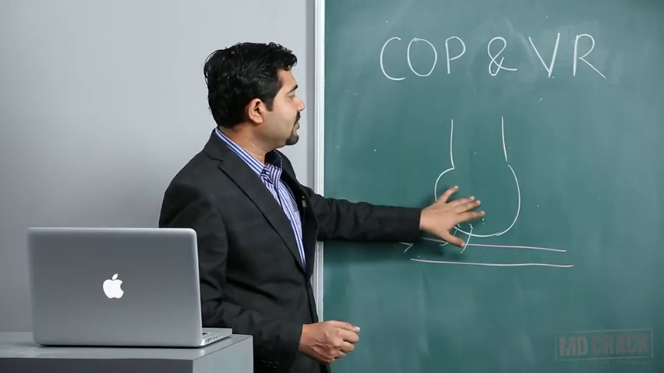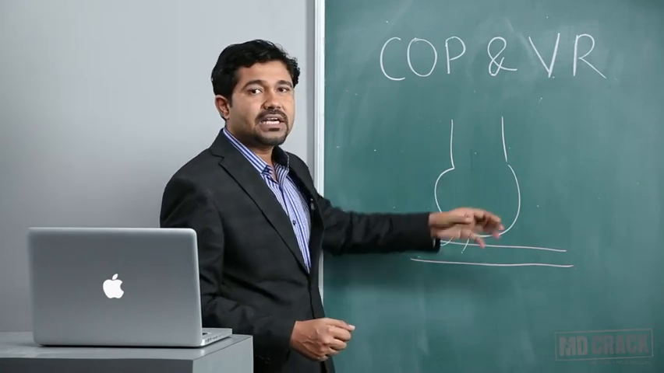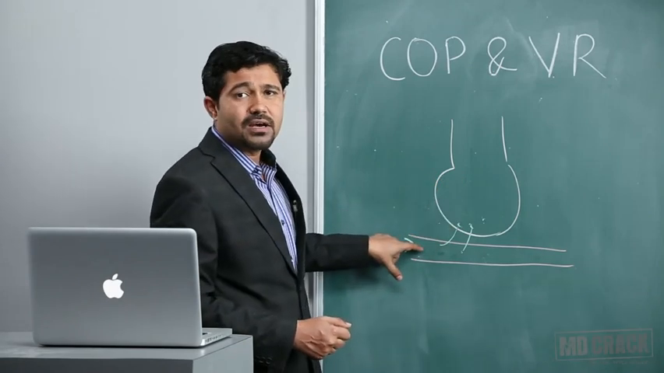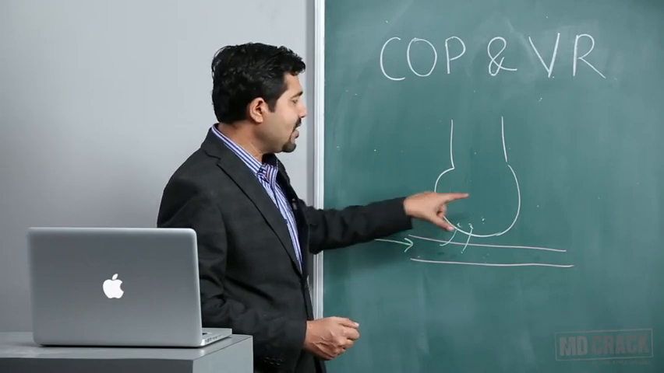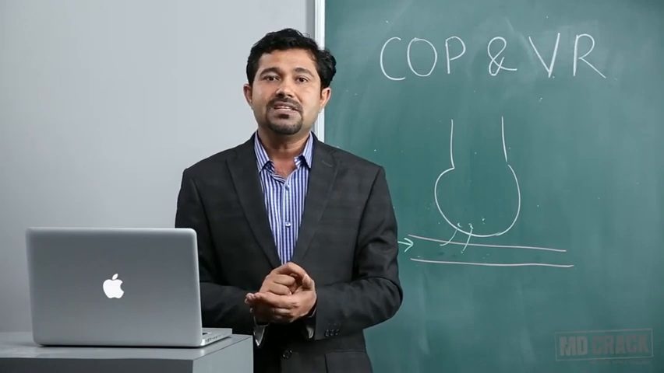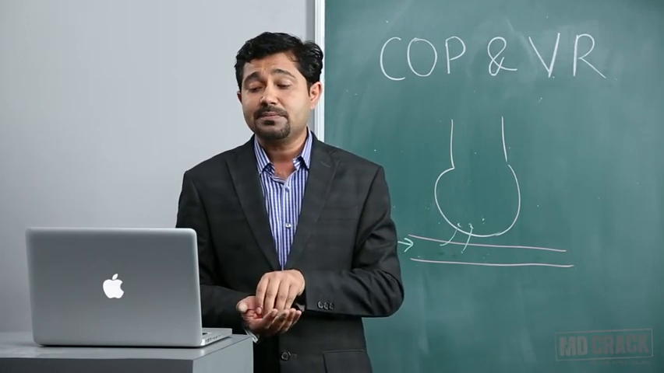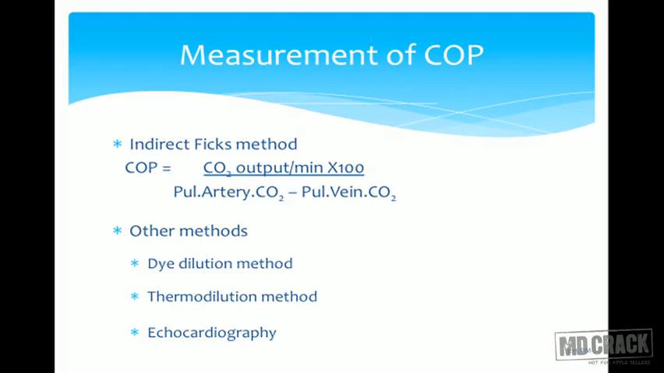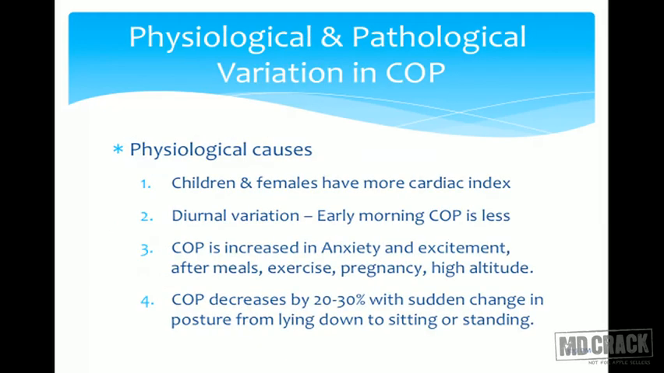And now this carbon dioxide will accumulate and the alveolar air carbon dioxide level will go on increasing. It will increase to what level? It will match that of the pulmonary artery CO2. So now if I take that alveolar air sample, I will get the value of the pulmonary artery CO2. So this becomes a non-invasive method, and this is the indirect Fick's principle by which we can calculate the cardiac output. There are some other methods also, the dye dilution method, thermodilution method, and echocardiography, by which we can calculate the cardiac output.